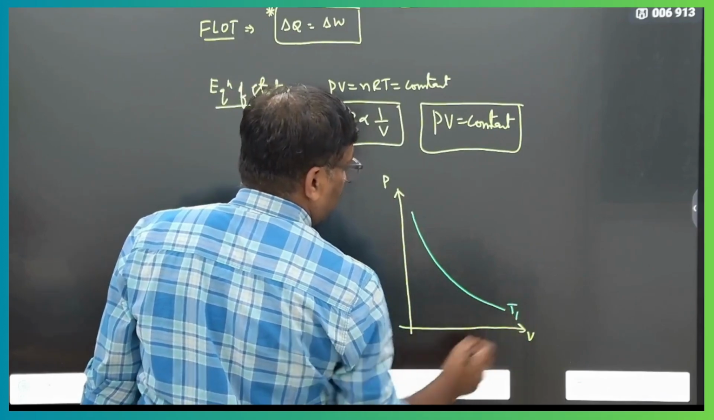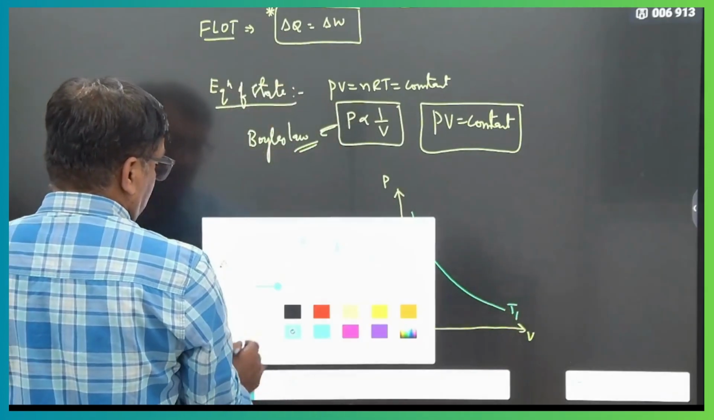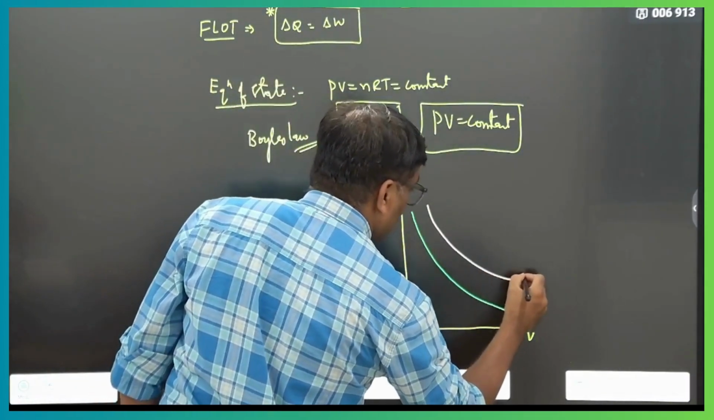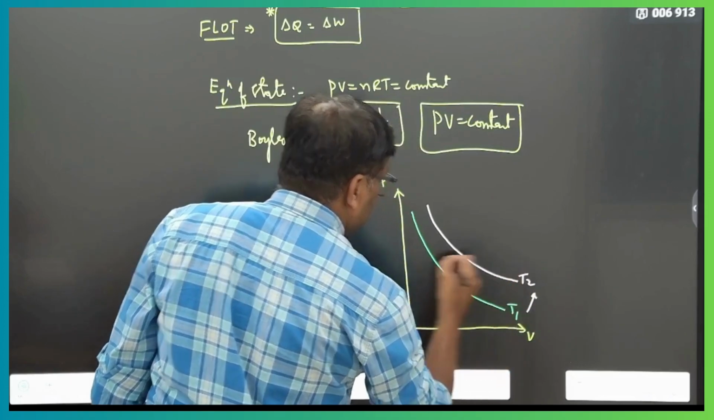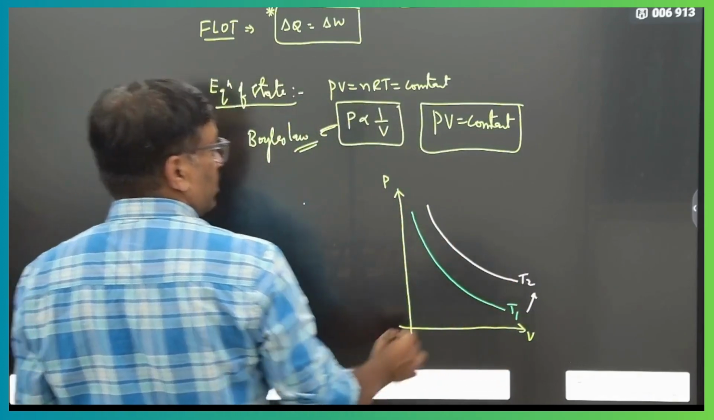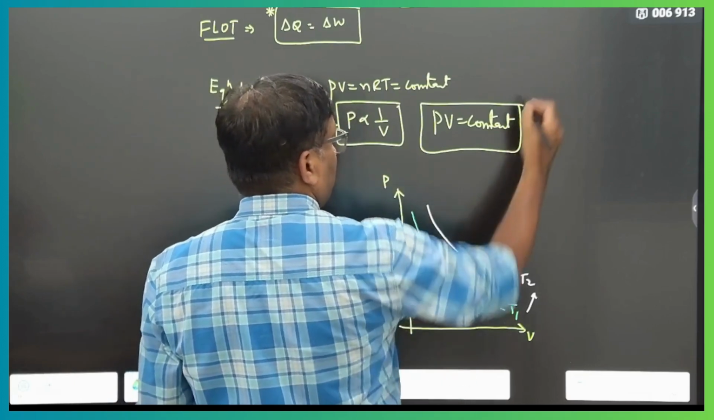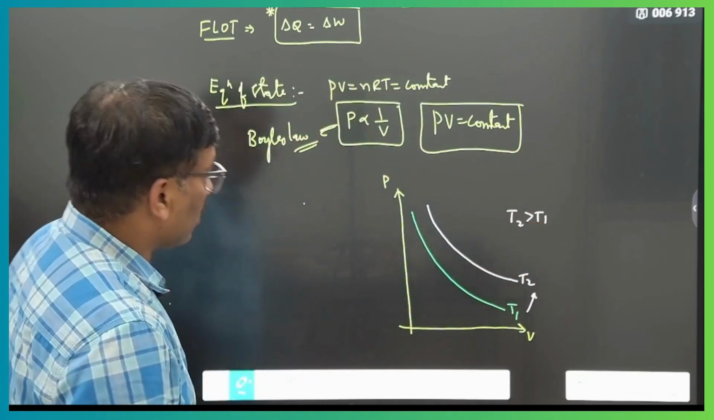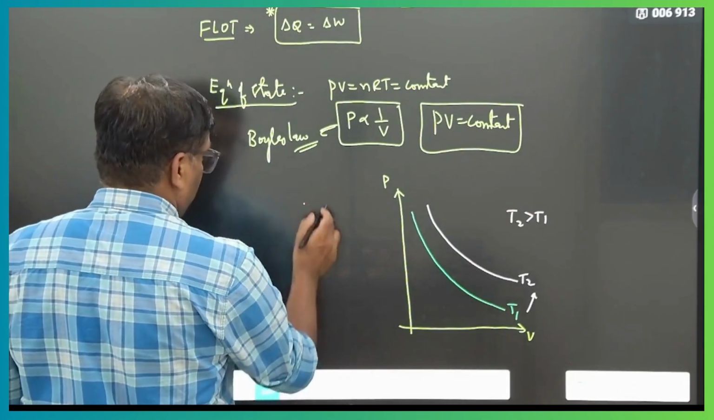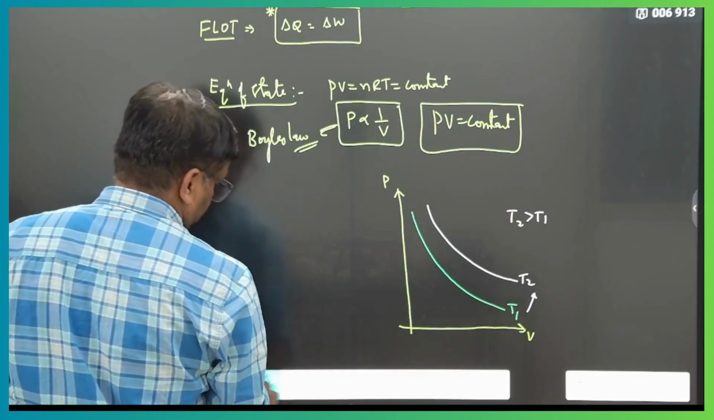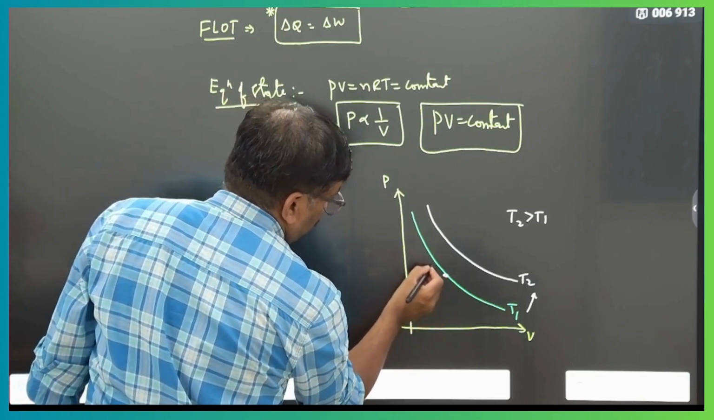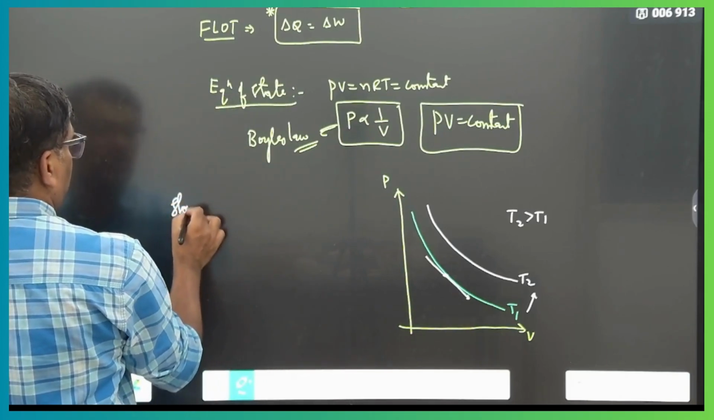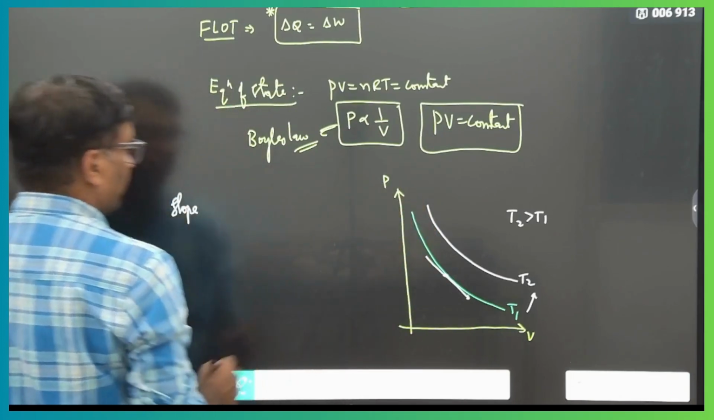So this is temperature T1. If you draw the same gas at a different temperature, T2, and the temperature is increasing, the pressure and volume product will also increase. So the isotherm will be shifted away. T2 is greater than T1. Clear? Now if we want to calculate the slope of this, what will the slope be? Slope means you have to draw a tangent here. These curves are called isotherms.